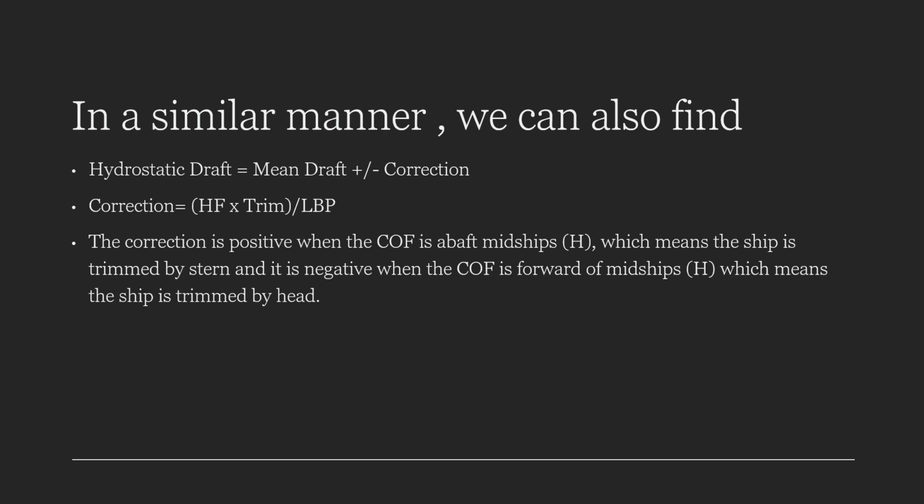Now, if you go about doing it in a similar manner, we can also find that the hydrostatic draft is equal to the mean draft plus or minus correction. And in this case, correction is equal to HF, where HF is the distance of the midships from the center of flotation. So HF into trim divided by LBP. The correction is positive when the COF is abaft midships, which means the ship is trimmed by stern, and it is negative when the COF is forward of the midships, which means the ship is trimmed by head.